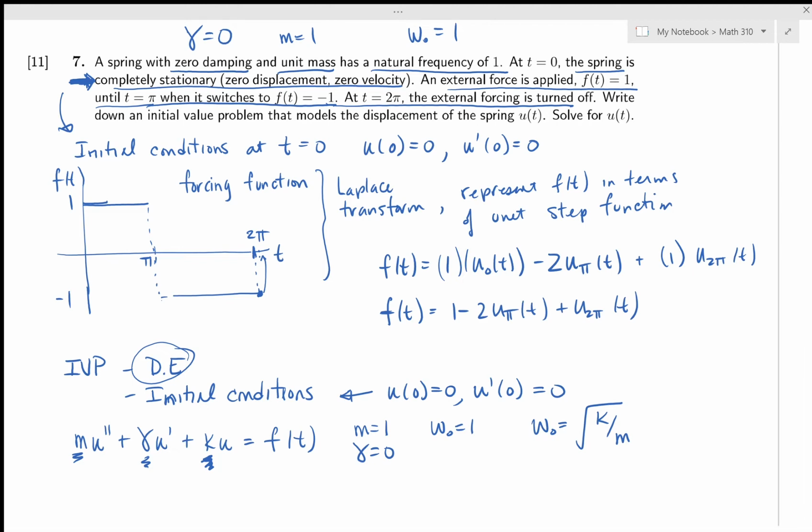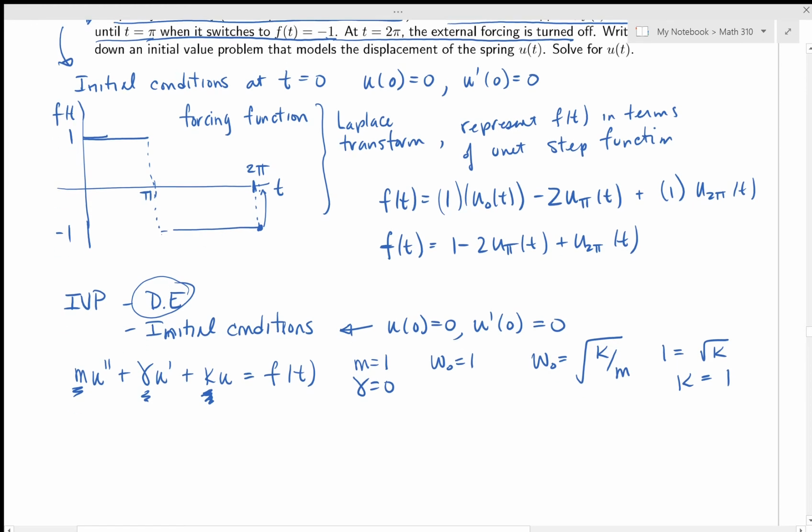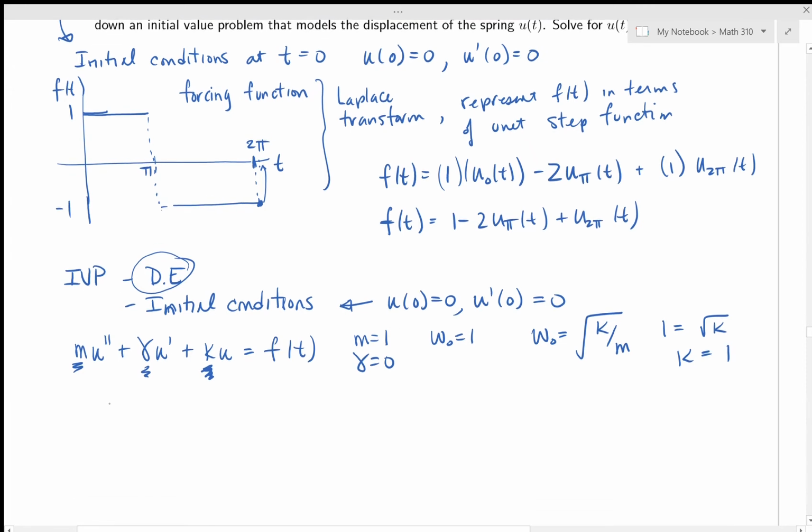And omega naught is 1, so we have 1 is equal to the square root of k. So k is equal to 1. Okay, so now I have all of the pieces here, and I can write out the differential equation. I've already got the initial conditions, and that will give me the initial value problem. So let me just write the differential equation for this specific case.